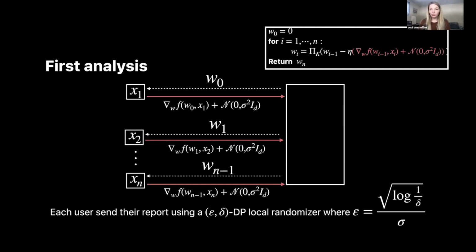So I know from the Gaussian mechanism that each person's local report is epsilon-delta DP for this epsilon here, when we talked about 4 square root 1 over delta over sigma. And because I only interact with each person once, this just implies that the entire mechanism is epsilon-delta DP for the same epsilon in the central model. Okay, so this is my first analysis. Any questions here? Good. Okay.